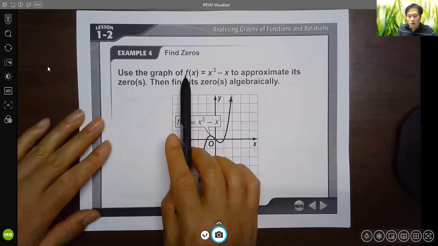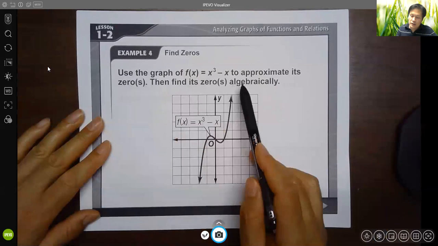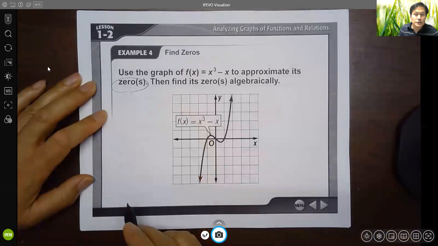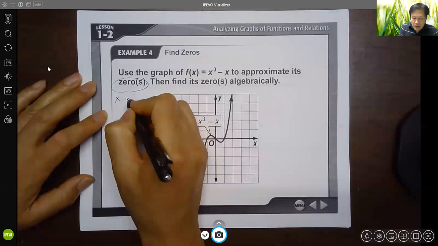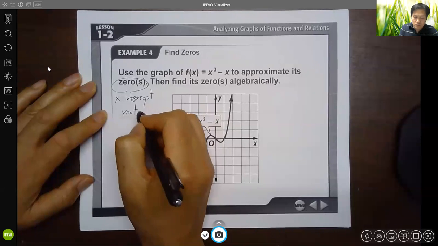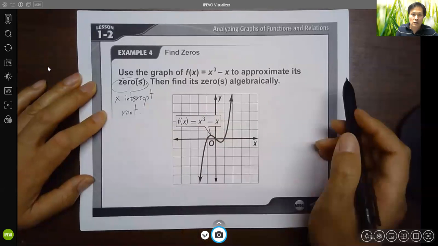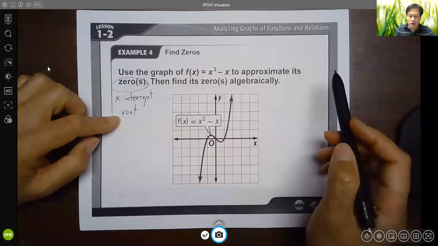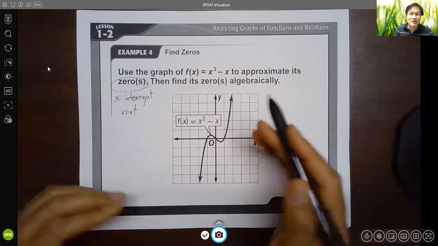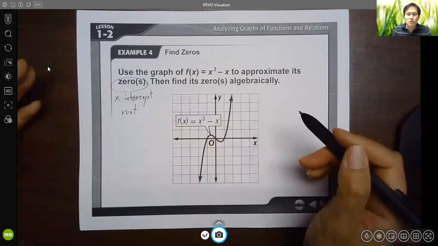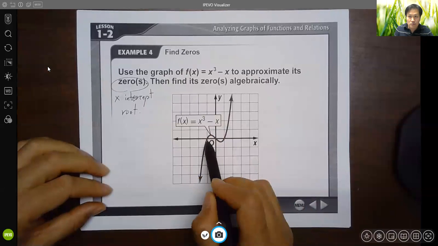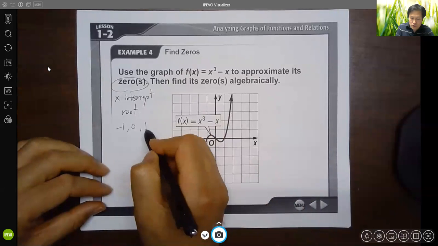Okay, use the graph of f of x equals x cubed minus x to approximate zeros. Zeros are exactly the same as x-intercepts, or roots. So use your graph to find the zeros, which are the x-intercepts. X-intercept means where does the graph hit the x-axis? Right here, right here, right here: minus 1, 0, 1, done.